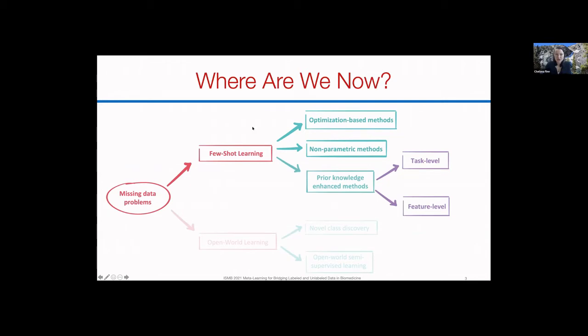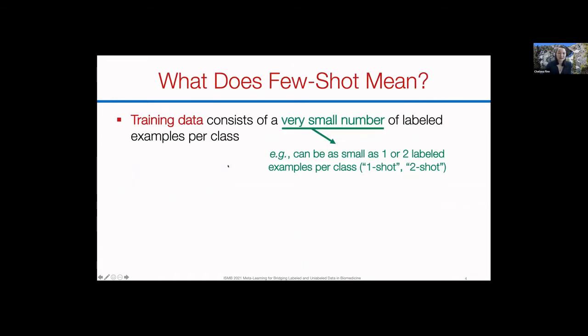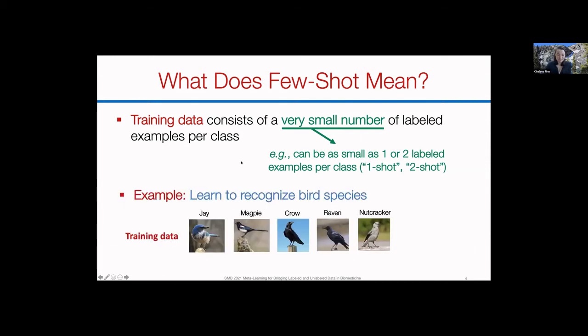So we've gone through the introduction part, and now we're going to start talking about few-shot learning. So what does few-shot mean here? Few-shot means that our training data consists of a very small number of labeled examples. This can be as small as just 1 or 2 or a few examples per class. And we saw the example that Jure gave before, where we want to learn to recognize bird species with just a single example per class.